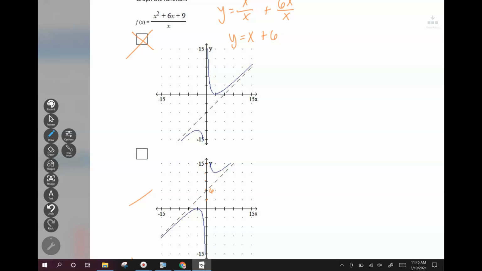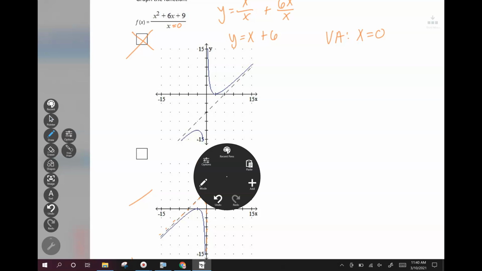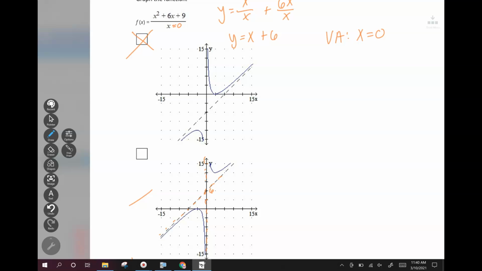Let's see if it has everything else it's supposed to have. We need to have a vertical asymptote at x equals 0. Setting your denominator equal to 0 just gives you x equals 0. So that one has that vertical asymptote. So slant asymptote good, vertical asymptote good. All of our asymptotes are looking great.